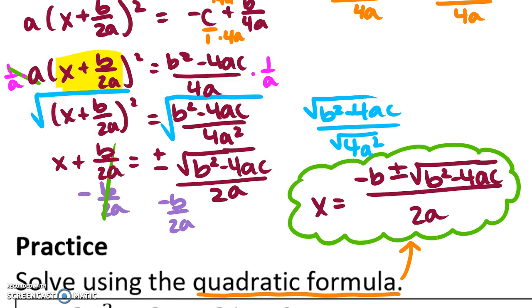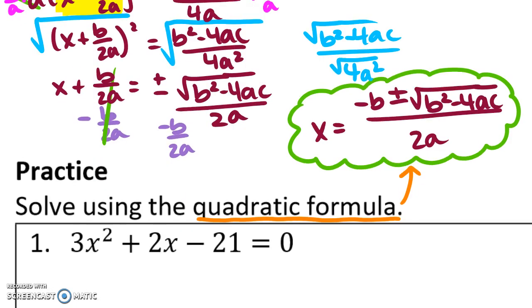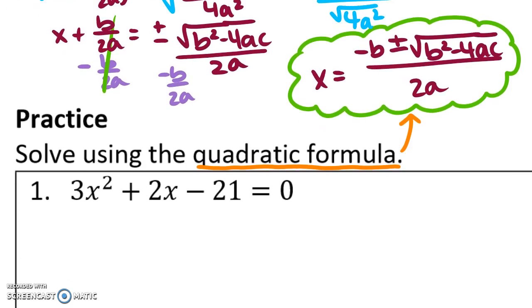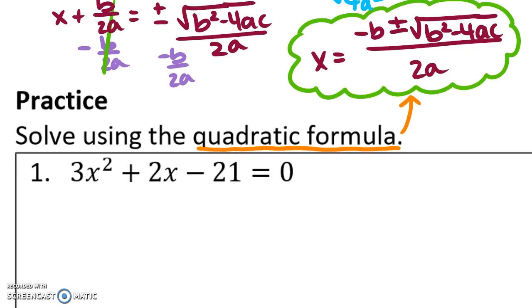And this will work to solve for any quadratic if it's not factorable or if it's kind of intense to use completing the square. So this is our formula. We're going to use it. Make sure you have it written down. Opposite of b plus or minus the square root of b squared minus 4ac all over 2a.